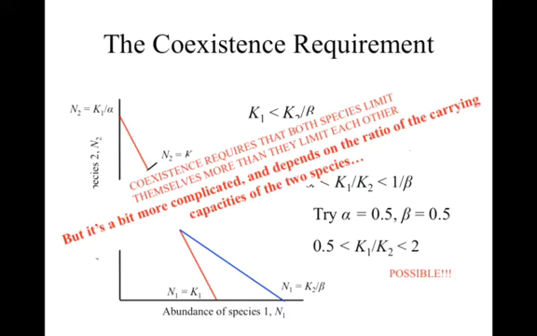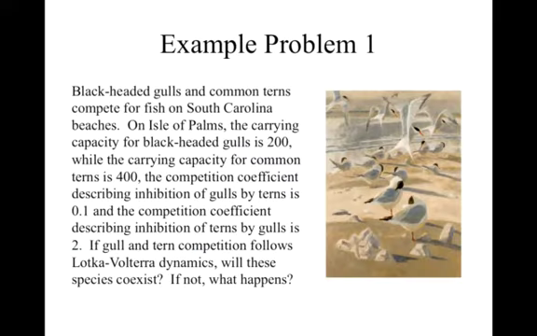It is possible. All right, so now what we're going to do is some example problems, and we're going to figure out what's going on with two species that are competing based on their competition coefficients and their carrying capacities. We're going to figure out whether we're going to get coexistence or whether we're going to get one species winning, and if one species wins, then which species is going to be the winner.